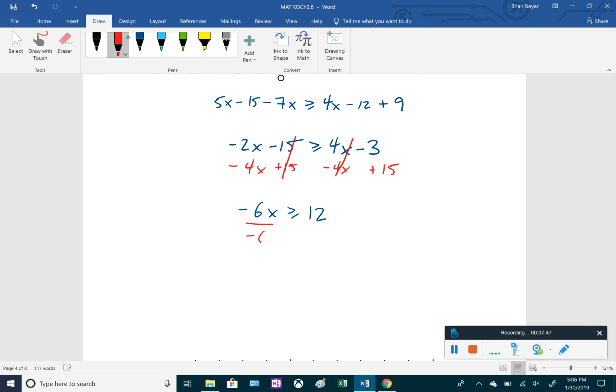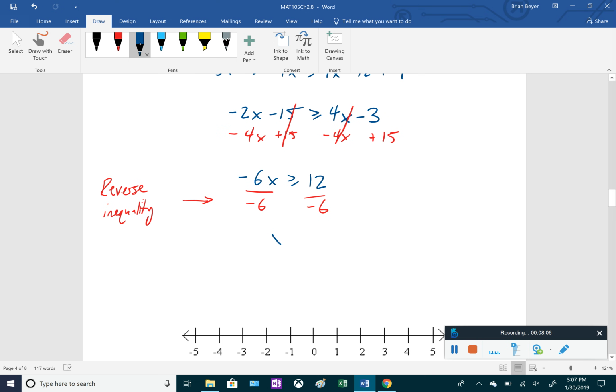So now dividing both sides by negative 6, as soon as you're dividing or multiplying both sides by a negative, we know we have to reverse the inequality. Flip the inequality sign. So instead of greater than, it's going to be x is less than or equal to 12 over negative 6, which is negative 2. And that's our final answer.